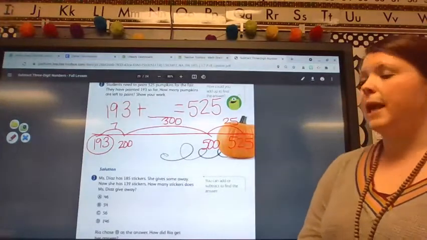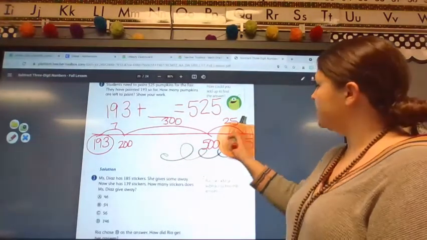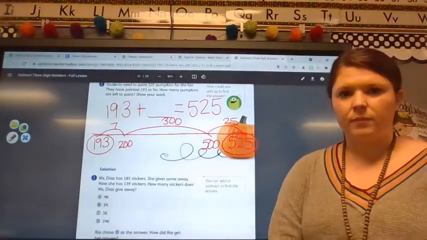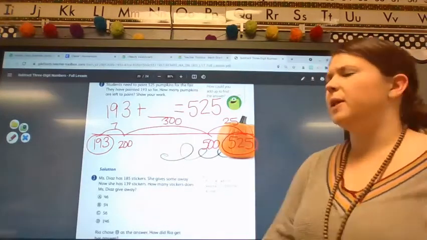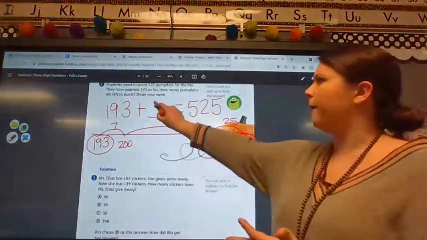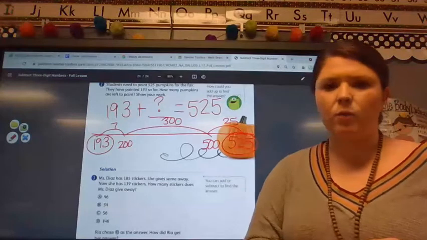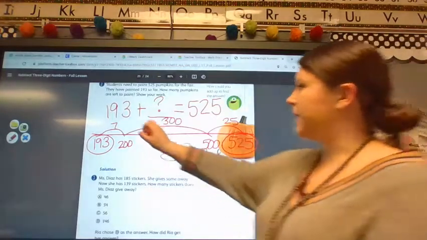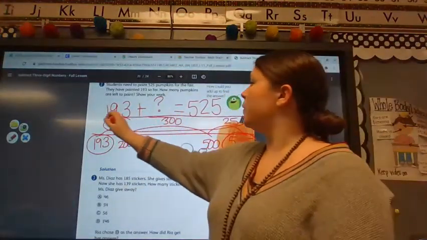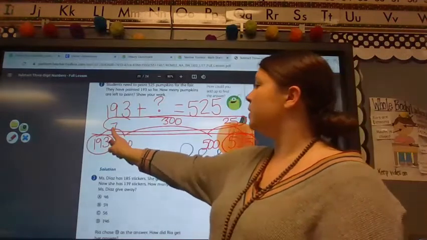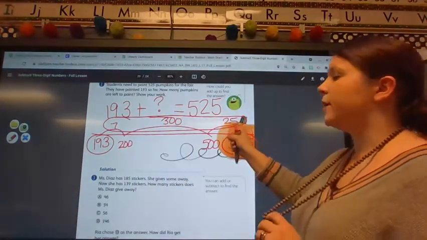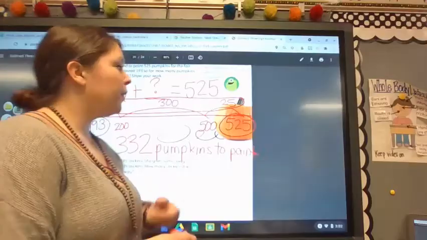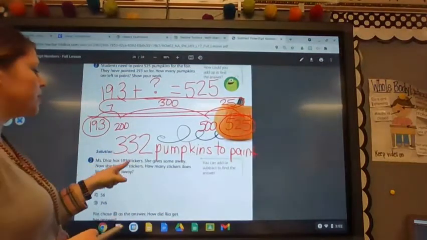193 shows the pumpkins that have been painted so far. What does 525 show in our problem? It shows the total number of pumpkins. So where can we find our missing part? Those missing pumpkins that still need to be painted. Where can we find that? Yes, in how much we added up. So 300 plus 25 plus 7. 300 plus 25 is 325. 325 plus 7 is 332.